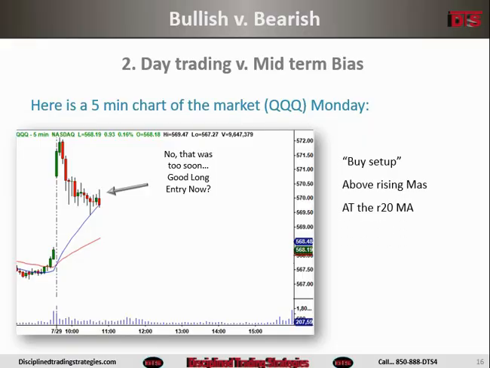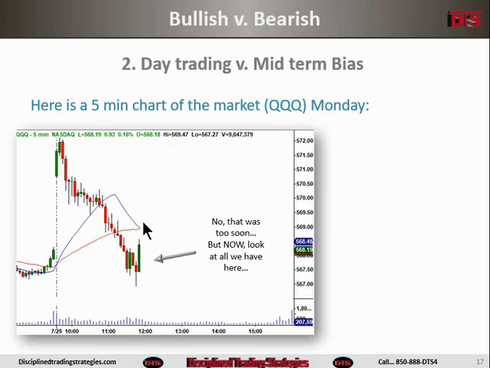So buy setup above the rising moving averages. And here, nobody mentioned, right at the rising 20. Right at the rising 20. So if you like this one, it didn't work. We come all the way down to here. That was too soon again. But now, by the way, there's a great reason we're doing this. Hey, Jed, how you doing?